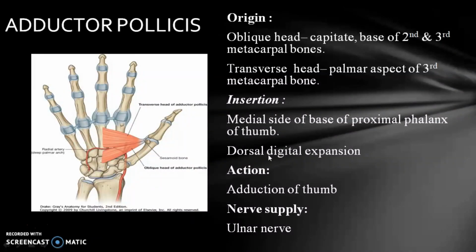Then talking about the action, this is the major muscle for adduction of the thumb. That's why we are calling this muscle adductor pollicis. Adduction of the thumb is the major action. Talking about its nerve supply, it is supplied by the ulnar nerve. So in the hand region, if you take nerve supply, only 5 muscles get their nerve supply by the median nerve. All other muscles get their nerve supply by the ulnar nerve. So one among that is adductor pollicis.